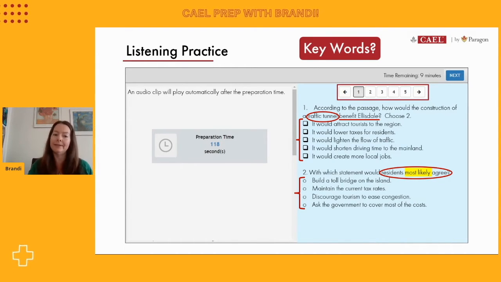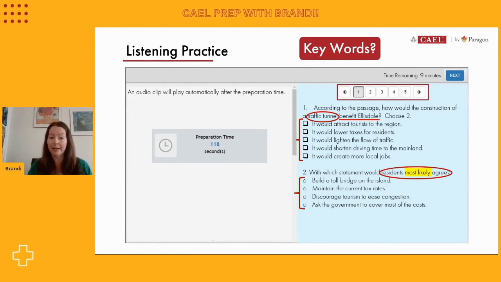So our answer choices here would be either to build a toll bridge, maintain the current tax rates, discourage tourism, or ask the government to cover most of the costs. So in this case, only one answer would be correct because we can see those little circles in front of the answer choices. And also the instructions don't tell us to choose more than one. So we know that this is just a typical multiple choice. And one of those answers is going to be the best choice. And that's going to depend on what we learn as we listen shortly.